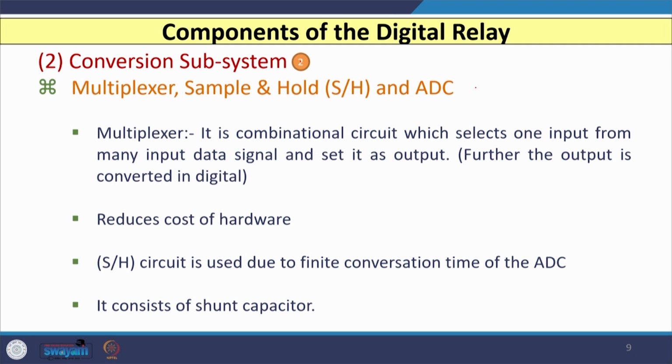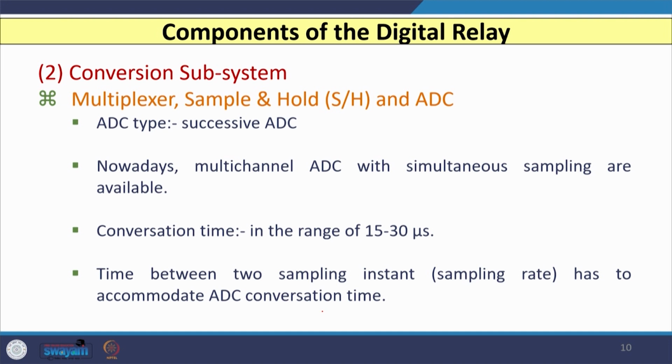Let us consider each component in the conversion subsystem block one by one. The first is the multiplexer, sample and hold circuits and ADC, as I told you. The multiplexer is normally a combinational logic block or circuit which selects one input from the many available inputs. It also reduces the cost of hardware, that is why we use a multiplexer. The sample and hold circuit is used to hold the signal for the conversion time of the ADC, and normally it consists of a shunt capacitor.